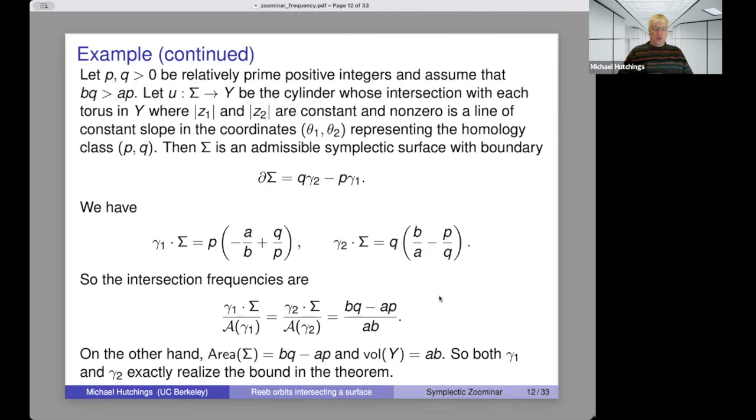If I change the contact form a little bit to make one of these frequencies less than area over volume, then Reeb orbits in the interior of the surface would have to appear. In this case, it's kind of like a Poincare-Birkhoff theorem for area preserving maps from a cylinder to itself. Although the general case is much more complicated.